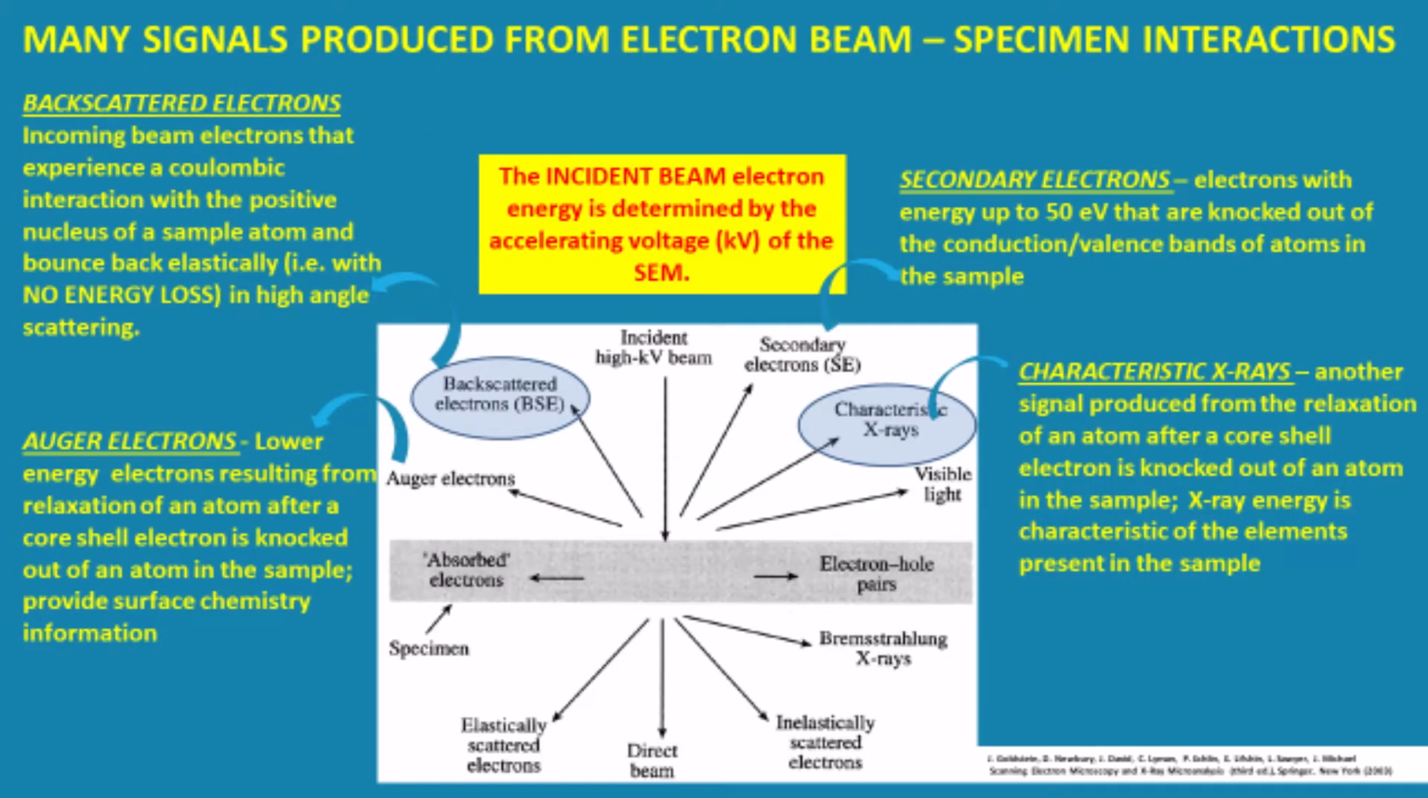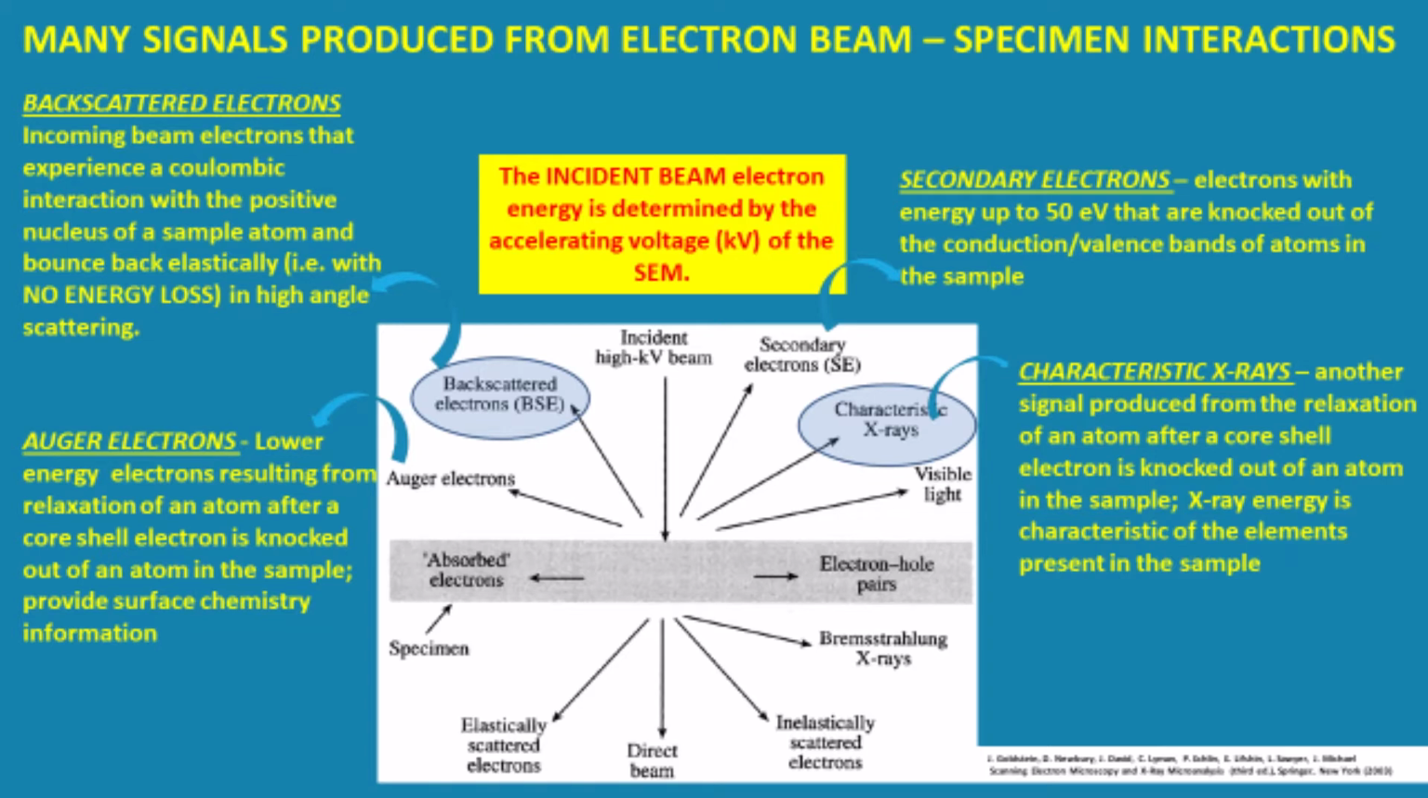Some of the events that can occur to produce signals from a specimen due to its interaction with the electron beam are shown here. When the incident beam impinges on the specimen, backscattered electrons can result. These are the incoming beam electrons that experience a Coulombic interaction with the positive nucleus of the atoms in the sample and bounce back or scatter backwards without any loss of energy.